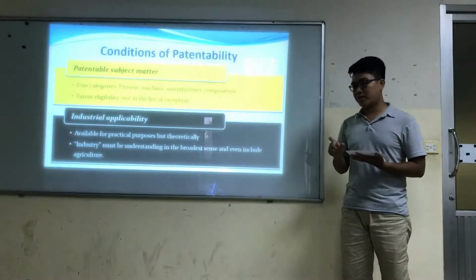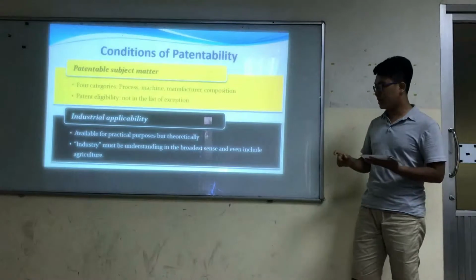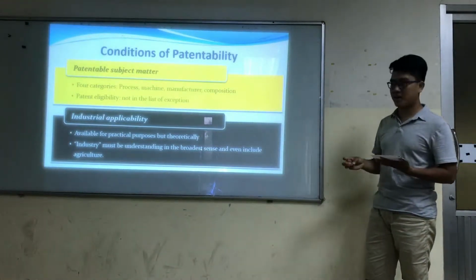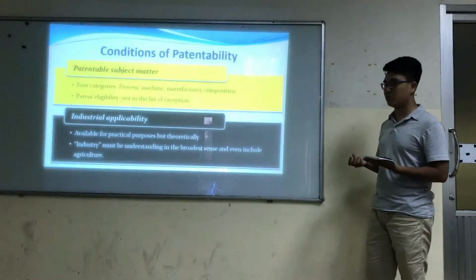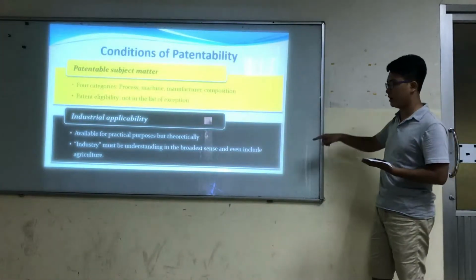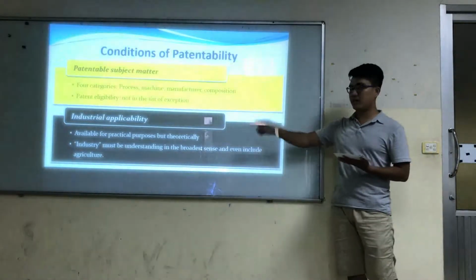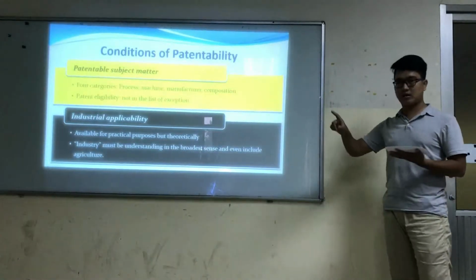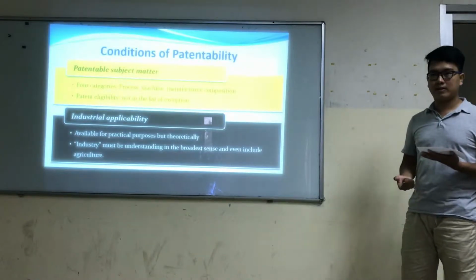One invention can be patentable, or can be a subject matter of patent, if it falls into 4 categories. First, process; second, machine; third, manufacture; and the last one, composition of matter. And they must be patent eligible, which means that they must not fall into the legal exceptions.